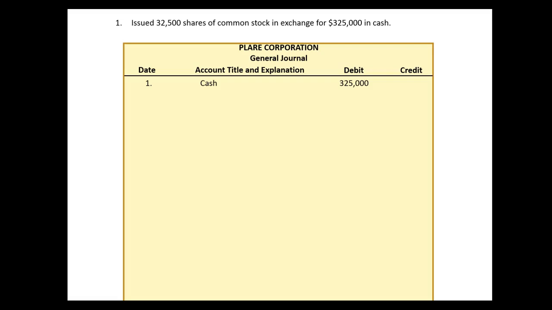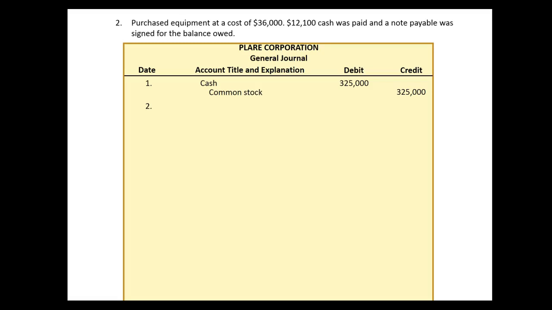On the right-hand side of that accounting equation, liabilities and stockholders' equity are increased by a credit. So our cash gets debited $325,000 and our common stock gets credited for $325,000.